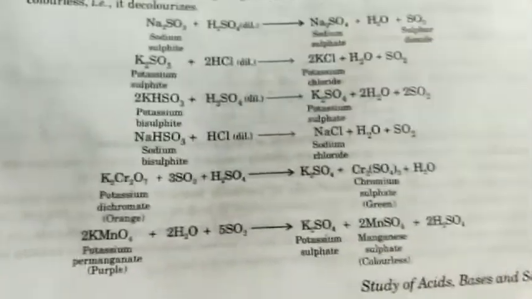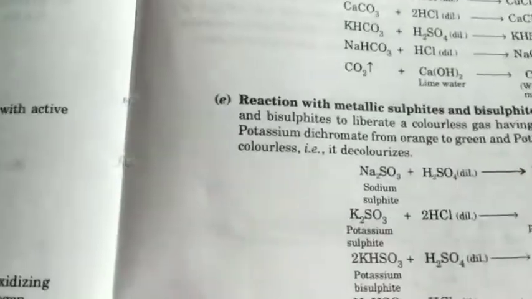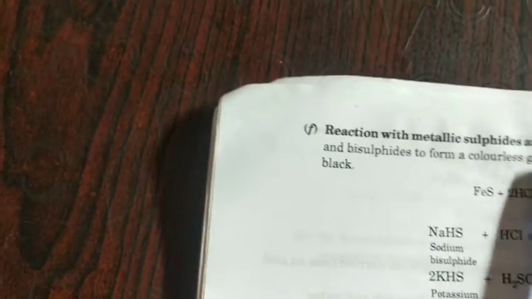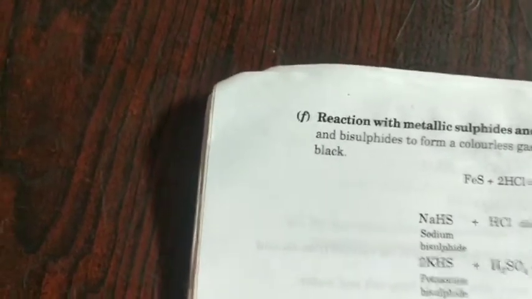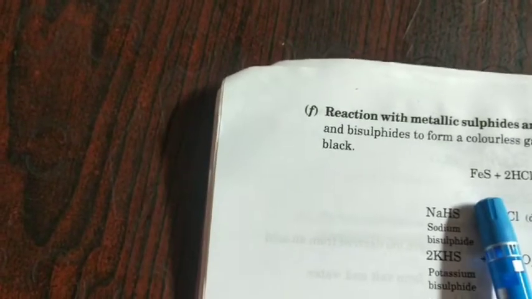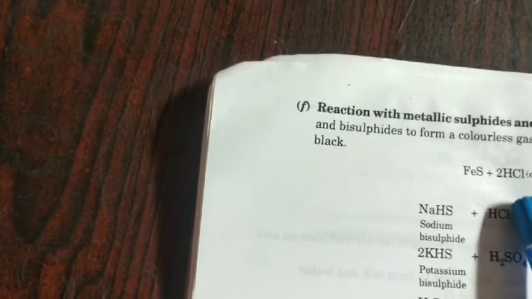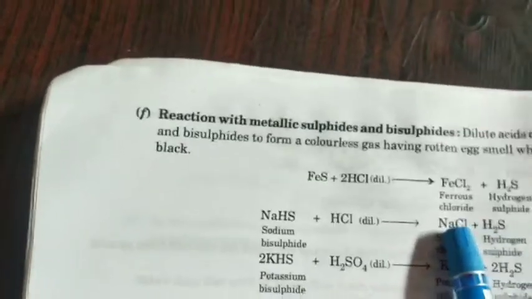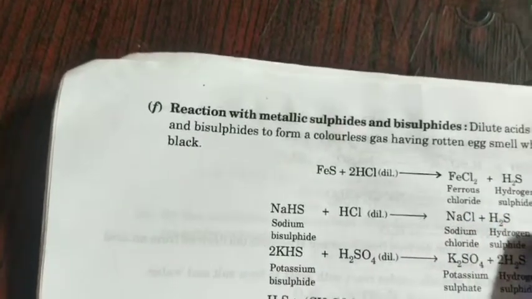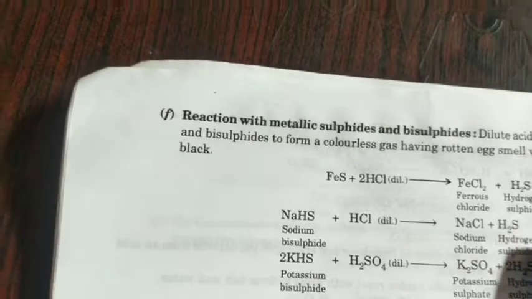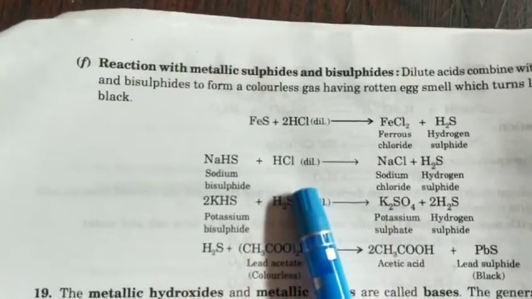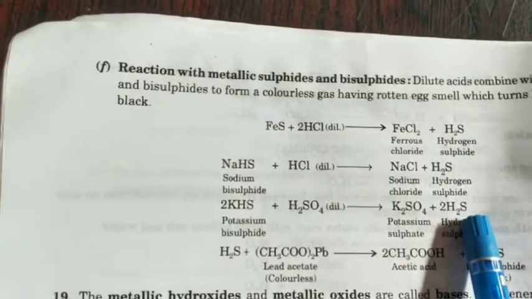Now the next example is given below. Watch this example that is already provided in your text. Now next point, reaction with metallic sulfide and bisulfides. Example: metallic sulfide, iron sulfide, reacts with hydrochloric acid, then ferrous chloride and hydrogen sulfide form. Next example, sodium bisulfide, NaHS, reacts with dilute HCl, then sodium chloride and hydrogen sulfide form.